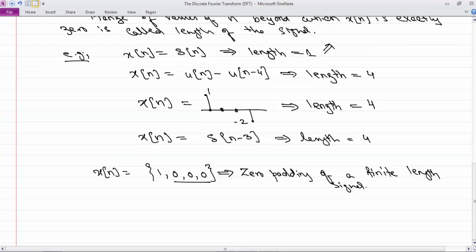Strictly speaking, the length of the signal is still 1, but you have added 3 more zeros. Why would you want to do that? We'll look at it later. So that defines the meaning of length in relation to DFT.